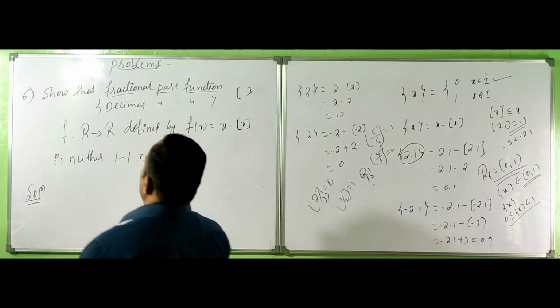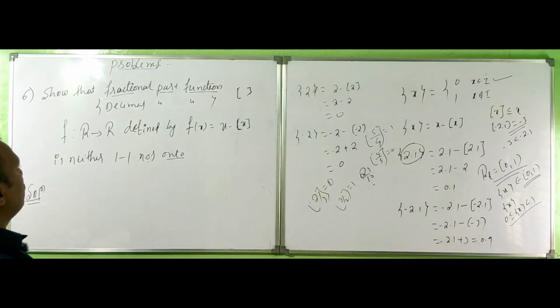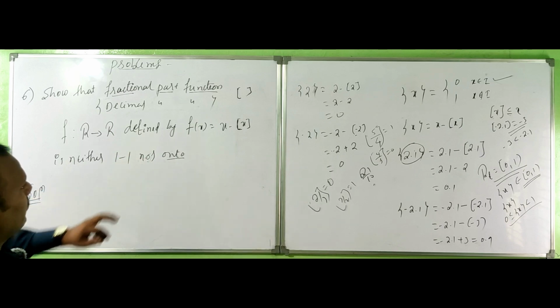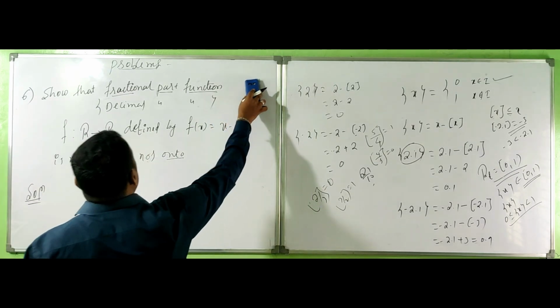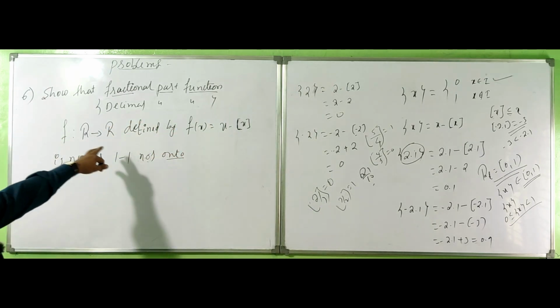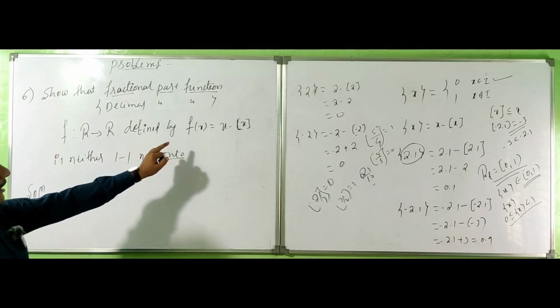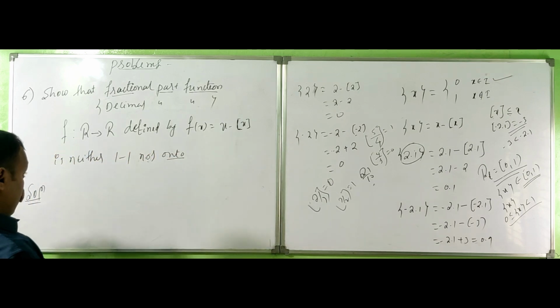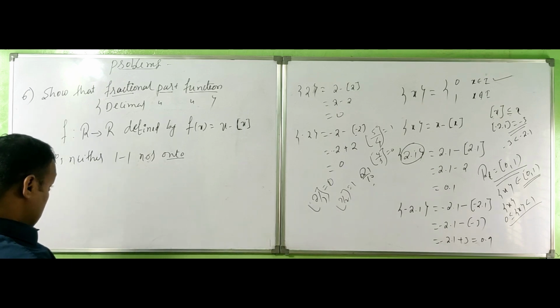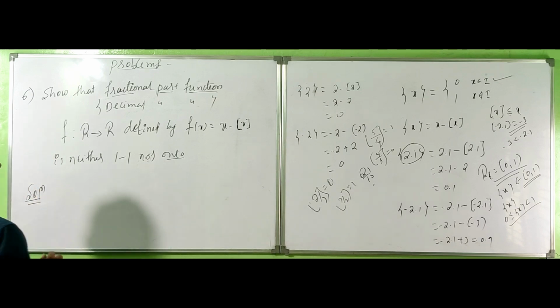Let's solve the question. Show that the fraction part function, also the decimal part function, f from R to R defined by f of x equal to x minus the integer part of x, is neither one-one nor onto. To show one-one, how to show f of x1 is equal to f of x2.